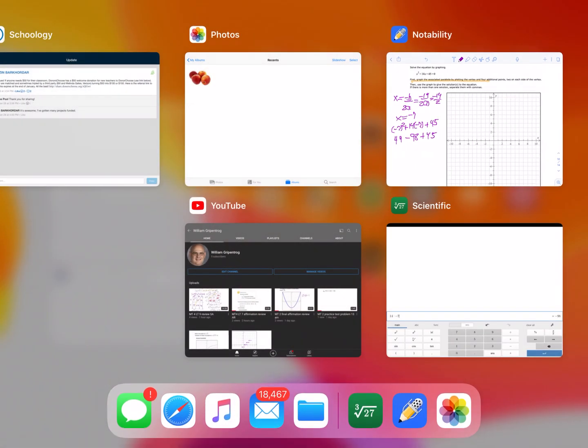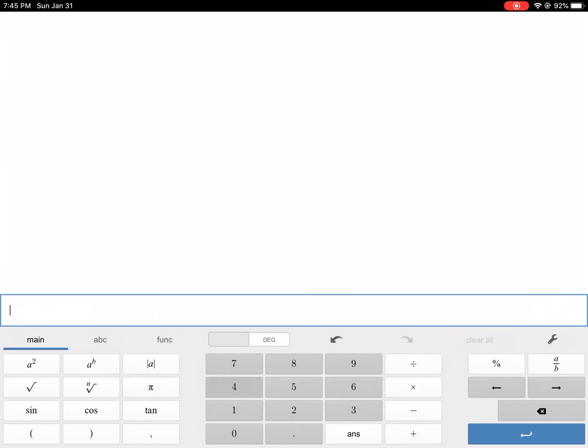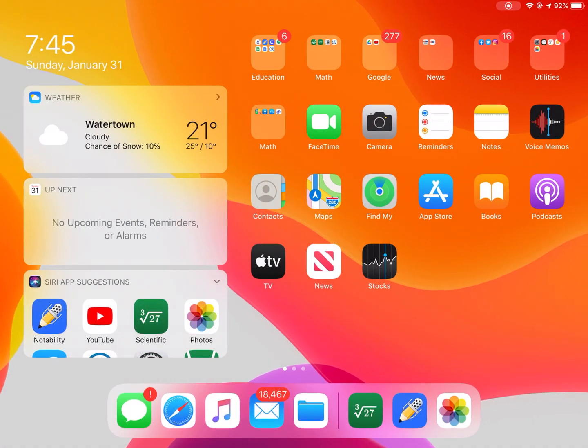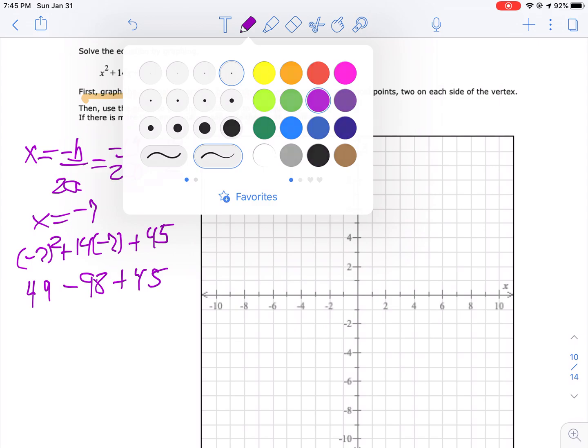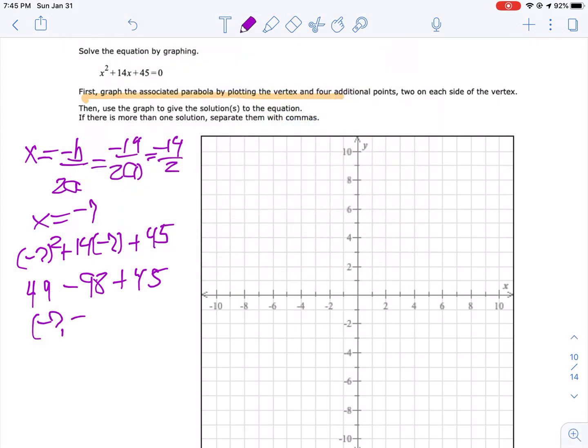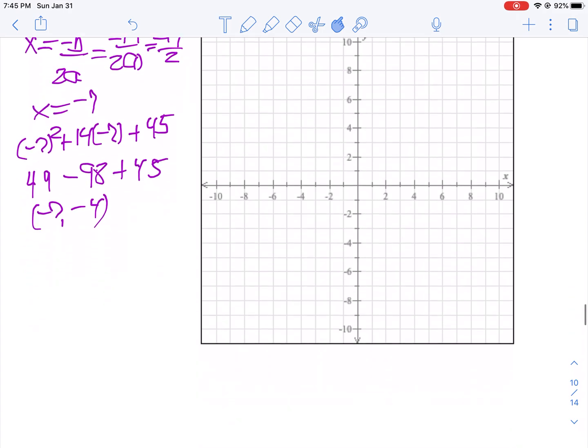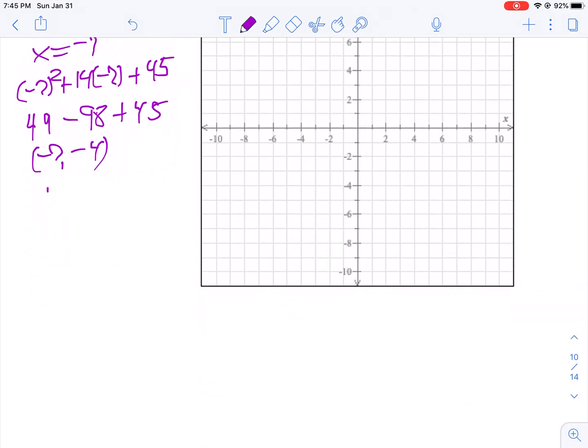So 49 minus 98 plus 45 gives us negative 4. So our vertex is at negative 7 and negative 4. So now let's make our table. We have an XY table. I think before I forget, I'm going to graph -7 and -4. So we know -7, -4 is going to be your vertex.